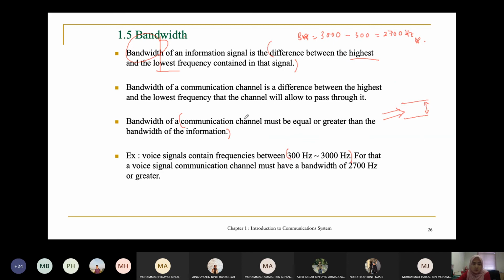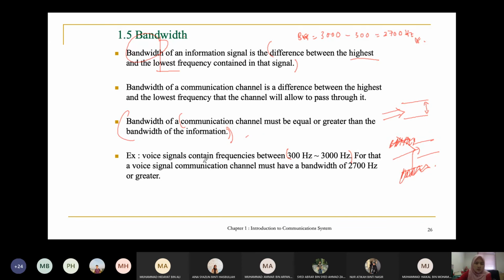Okay, what happens if the bandwidth of the information is bigger than the channel? For example, this is the channel, and this is your bandwidth of the information. If the bandwidth of the information is bigger, you can see that there will be information loss over here, because the road is small and the information is large. So there will be information loss. This is what it means by this statement here.